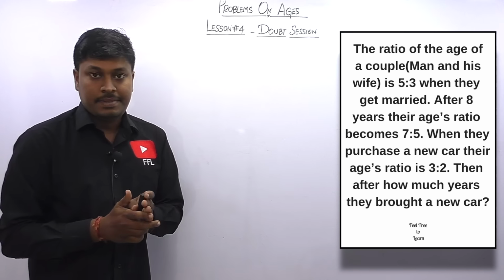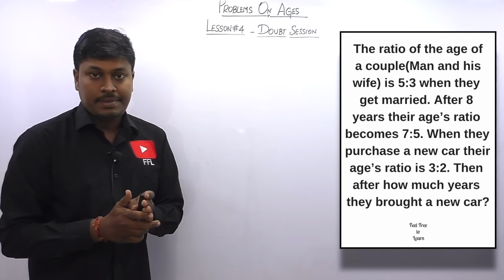See here, what I'm going to do is, first a couple, that is man and wife, right? So the man and his wife ratio is given as 5:3, and they are talking about the future because after 8 years, the man and his wife ratio is 7:5. So easy, right? We can say this as 5x and 3x. And after 8 years, 5x plus 8 divided by 3x plus 8, so the ratio is 7 divided by 5. So let me do one thing. 5 into 5, 25x. So 25x plus 40 is equal to 21x plus 56.